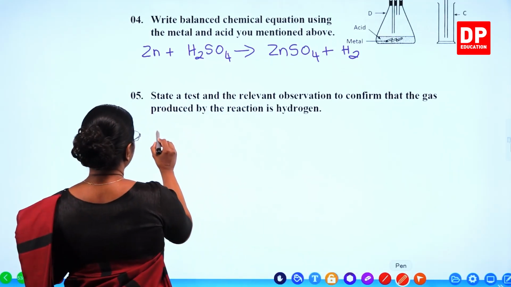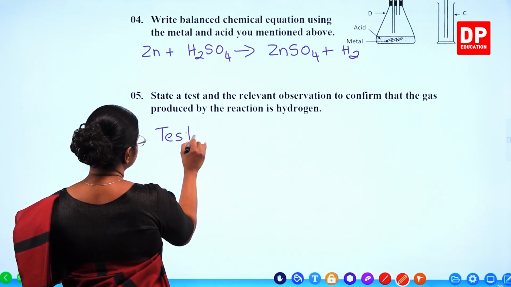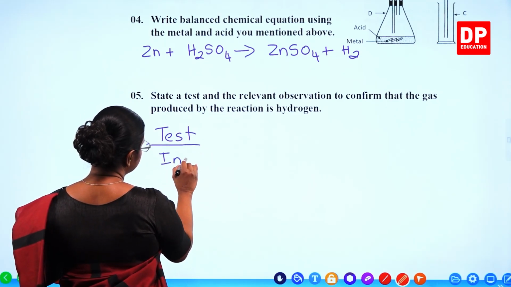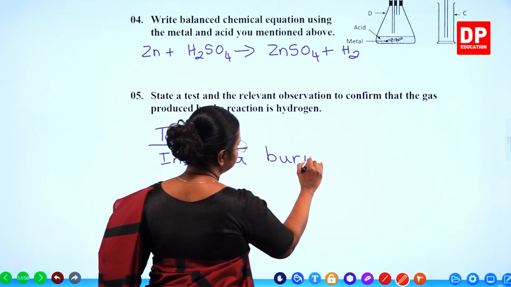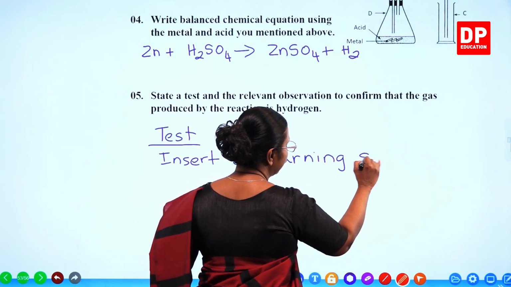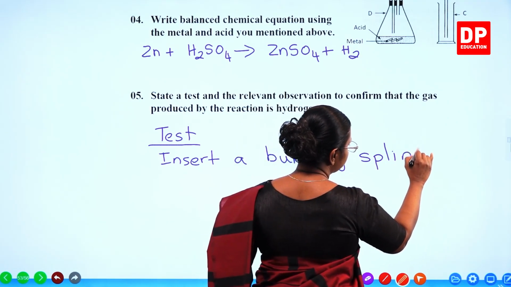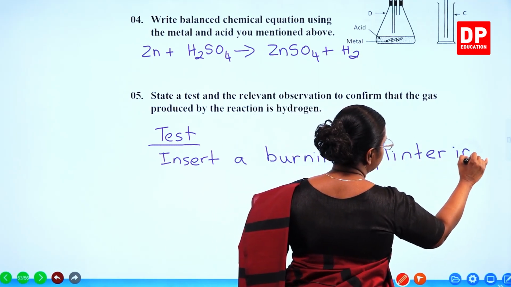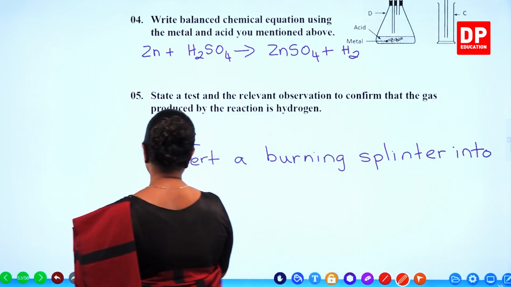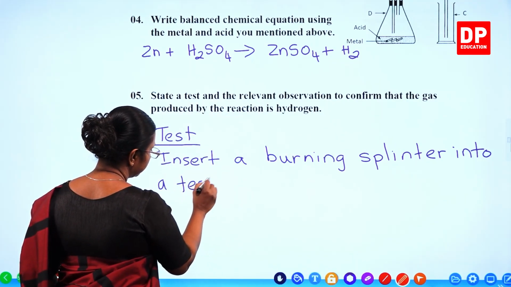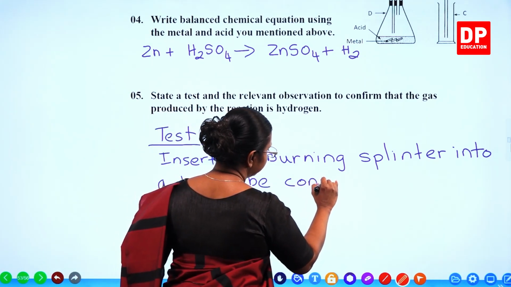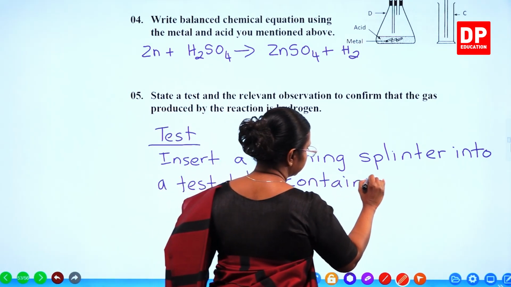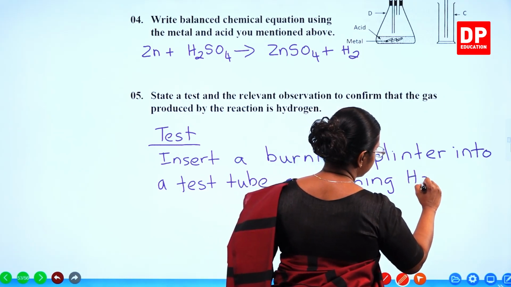So there you can see test, insert a burning splint or burning splinter into a test tube containing H2 gas.